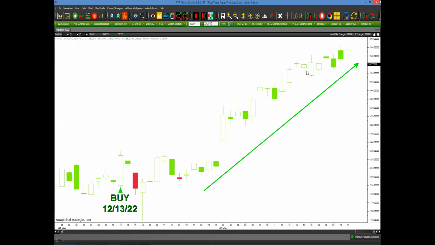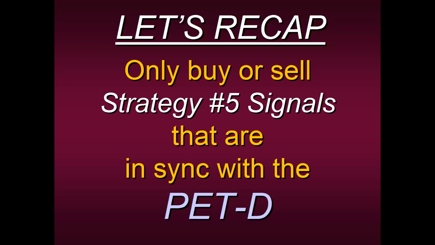So this is how simple candlestick trading can be when you have a valid candlestick strategy that's highly consistent, but then you have a highly tuned and sensitive early trend detector that's able to confirm those setups. When you have both of these together, you have what we call our candlestick combo. So let's recap. Only buy or sell strategy number 5 signals that are in sync with the PET-D. So in other words, if you get a buy signal, the PET-D needs to color that bar green or outline. If you get a sell signal, the PET-D needs to color that bar, which is the setup bar, red. That's it. It's as simple as that. But that's why this is one of our most popular trading combos, because of its simplicity.